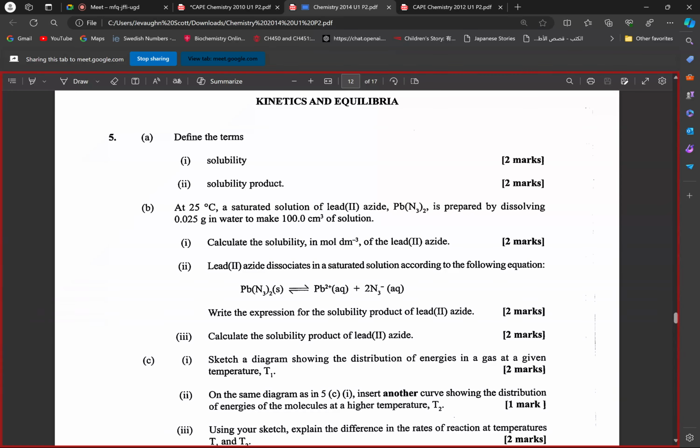So I can speak to the ratio at which a sparingly soluble salt dissolves under standard conditions. At 25 degrees Celsius, a standard solution of lead azide is prepared by dissolving 0.25 grams of it in water to make 100 cm cubed of solution. Calculate the solubility in moles per dm cubed of lead azide.